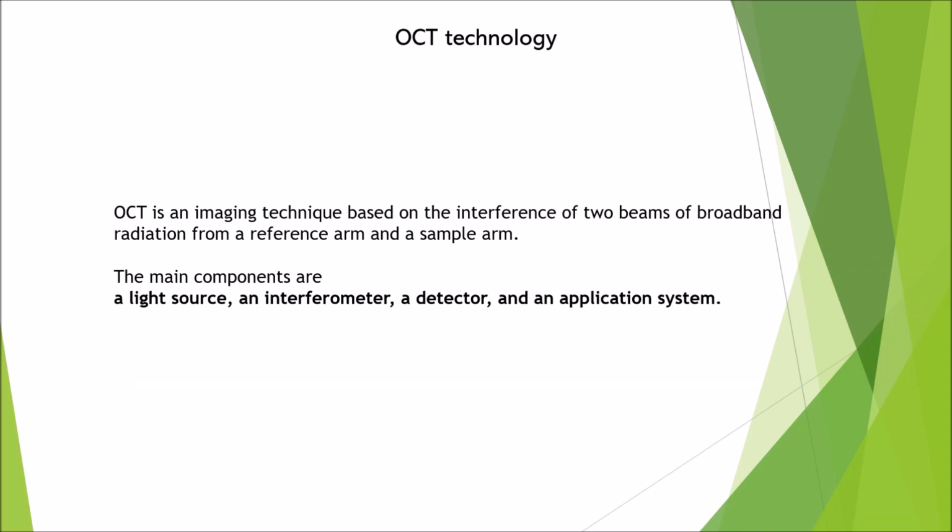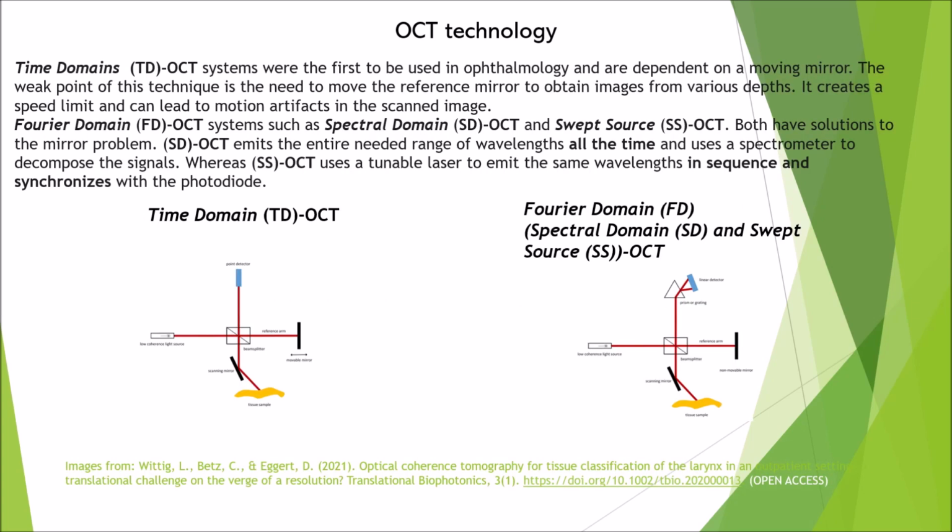OCT is an imaging technique based on the interference of two beams of broadband radiation from a reference arm and a sample arm. The main components are a light source, an interferometer, a detector, and an application system. Time domain systems were the first to be used in eye disorders and are dependent on a moving mirror. The weak point of this technique is the need to move the reference mirror to obtain images from various depths. It creates a speed limit and can lead to motion artifacts in the scanned image.